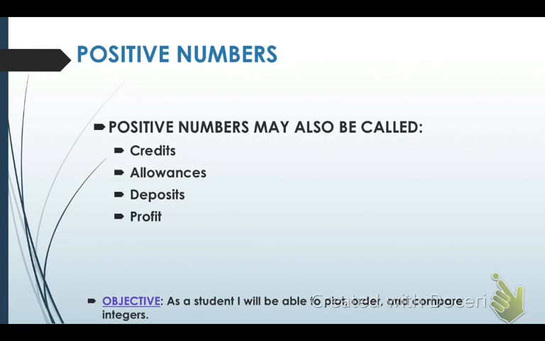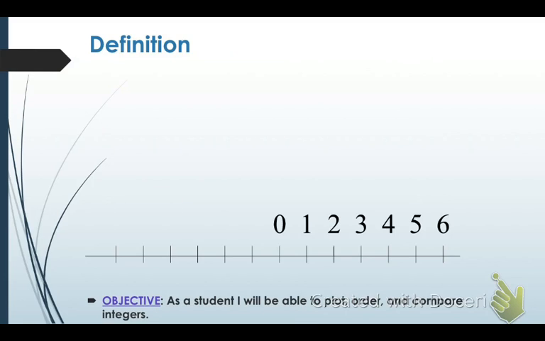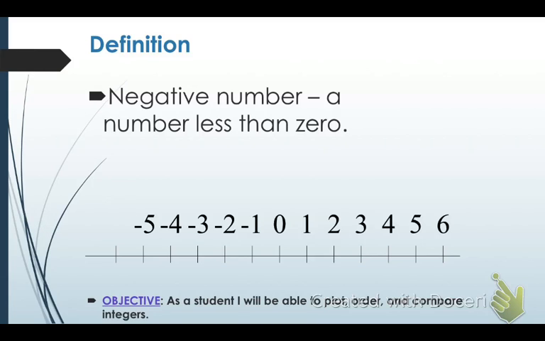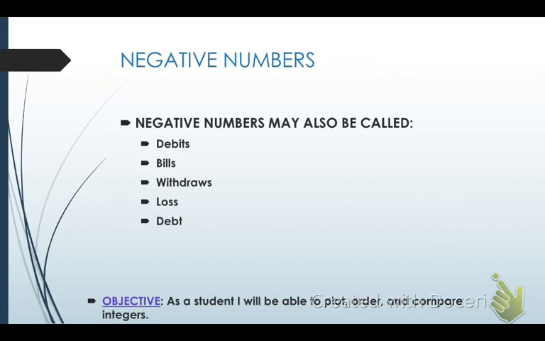Moving on, the next slide, once again, just like the last one, is going to go very quick. You might need to pause just in case you can't get it all written down. Okay? We have negative numbers. Negative numbers are numbers that are less than 0. They are on the left side of the origin, and you notice that we start with -1, then -2, -3, -4, -5, -6. Negative numbers may also be called debits, bills, withdrawals, losses, and debts.